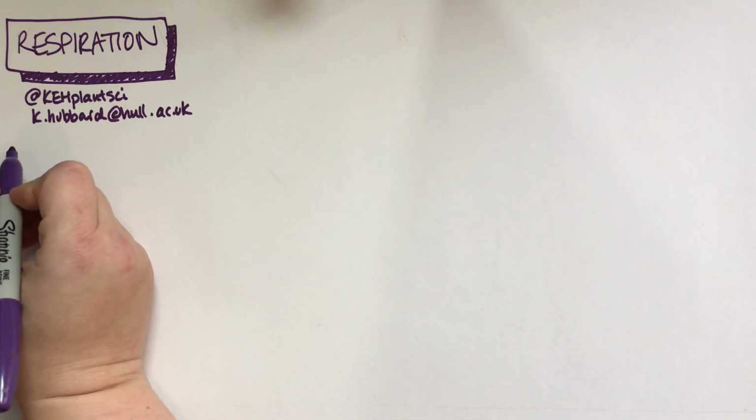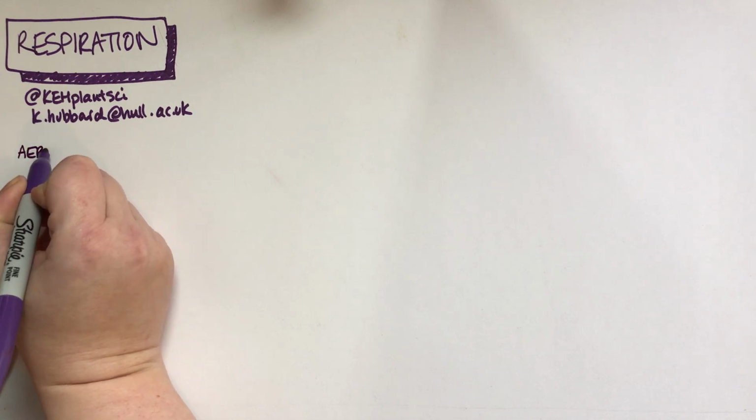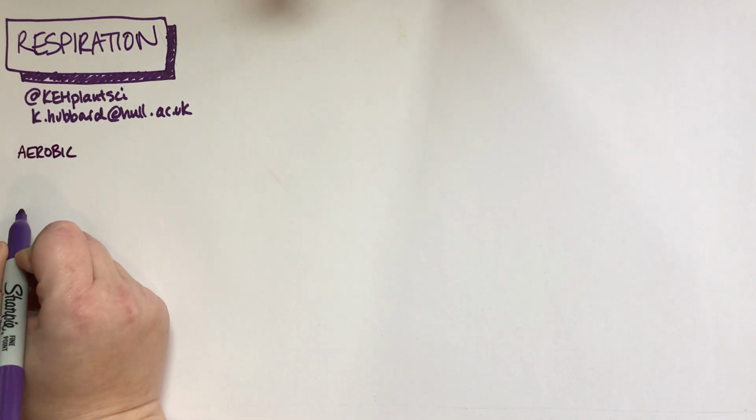So in this video, I'm going to give you an overview of the process of respiration, which of course is the process that gives us energy to do things in our cells. So you probably know that there are two types of respiration. So there is aerobic and anaerobic.